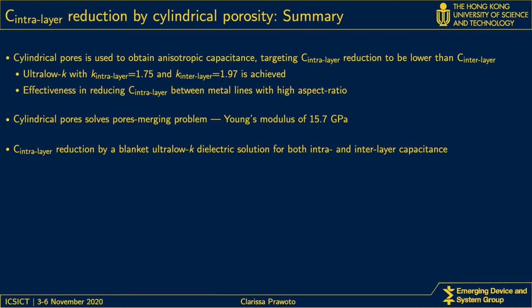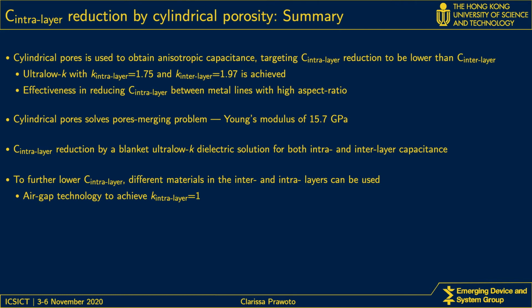However, can the intralayer capacitance be further reduced? Of course, there is a possibility of fine-tuning the pore density, size, or arrangement. But another possibility to reduce intralayer capacitance is to use two different materials in the intra and interlayers. Thus, the most straightforward material to use in the intralayer is air, which leads us to the air gap technology.